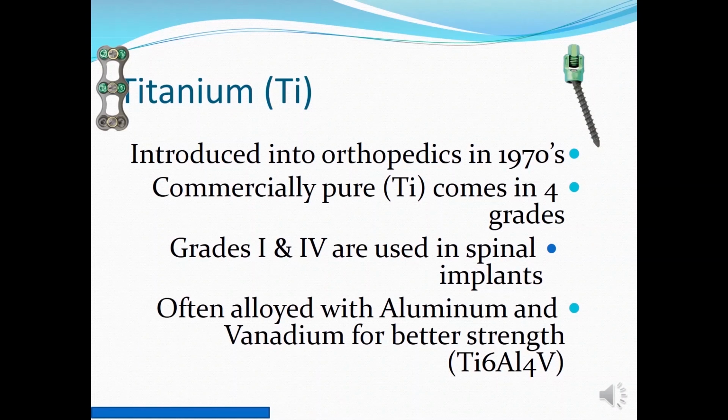Titanium was introduced to orthopedic surgery in the 70s. Commercial pure titanium comes in 4 grades. Grades 1 and 4 are used in spinal instrumentation or implants. It is often alloyed with aluminium and vanadium for better strength: titanium 6, aluminium 4, vanadium.